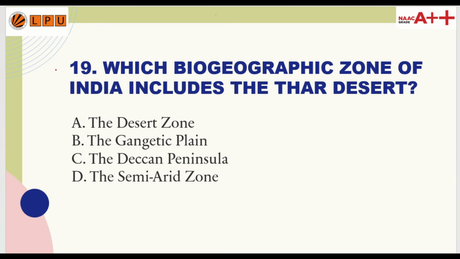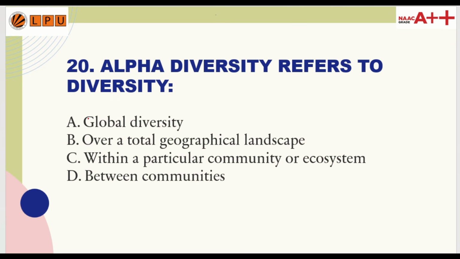Which biogeographic zone of India includes the Thar Desert? Option A desert zone, option B Gangetic Plain, option C Deccan Peninsula, option D semi-arid zone. So the correct answer is option A, the desert zone.